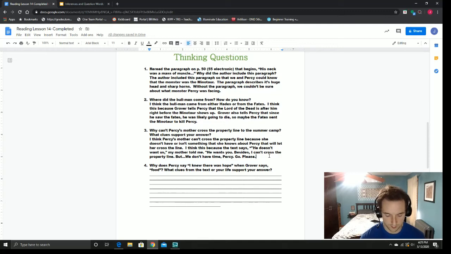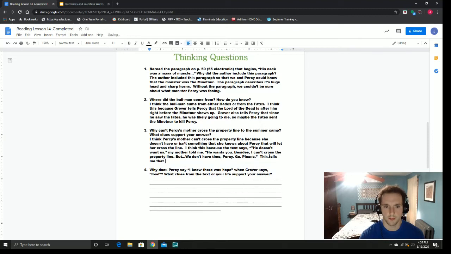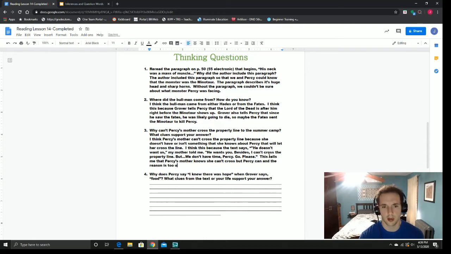So this tells me that Percy's mother knows she can't cross, but Percy can. And the reason is too complicated to explain in a short amount of time, because they're about to be shish kebabbed. So again, we don't know for certain why she can't cross the property line, but we can make a smart guess. She must not have or be something that Percy is.